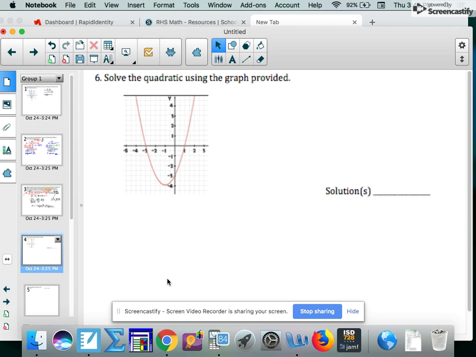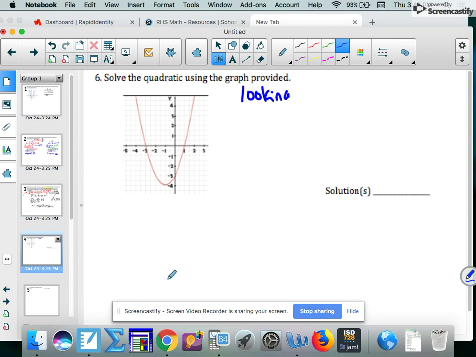Okay, moving on to the back side where you're solving quadratics. When you are looking at a graph, you are looking for the x-intercepts. So I'm just going to look here. Where does it cross the x-axis? It crosses it at 1, and it crosses it at -3.